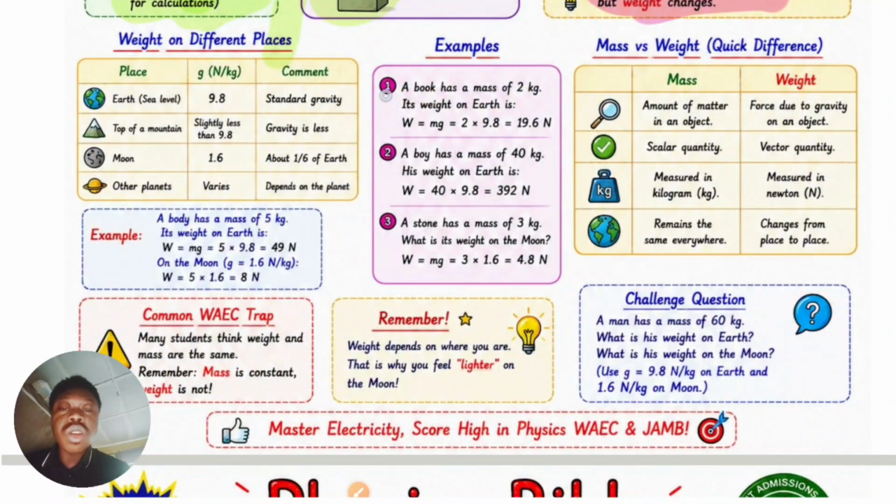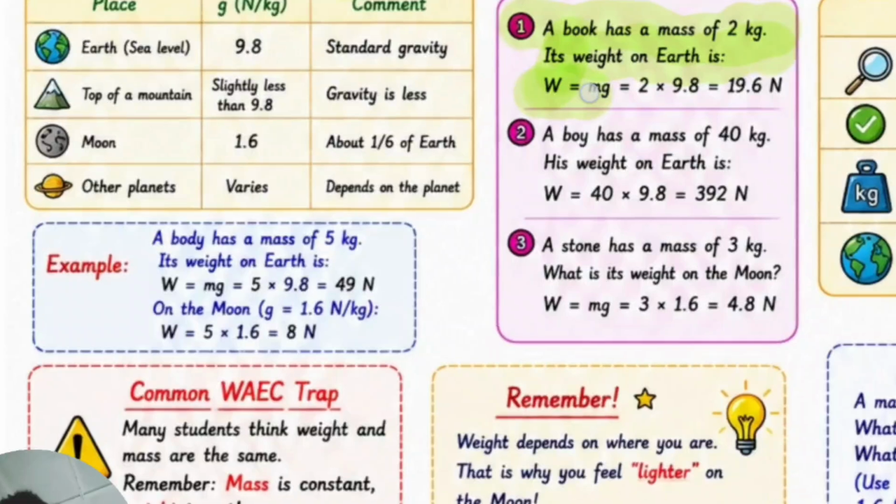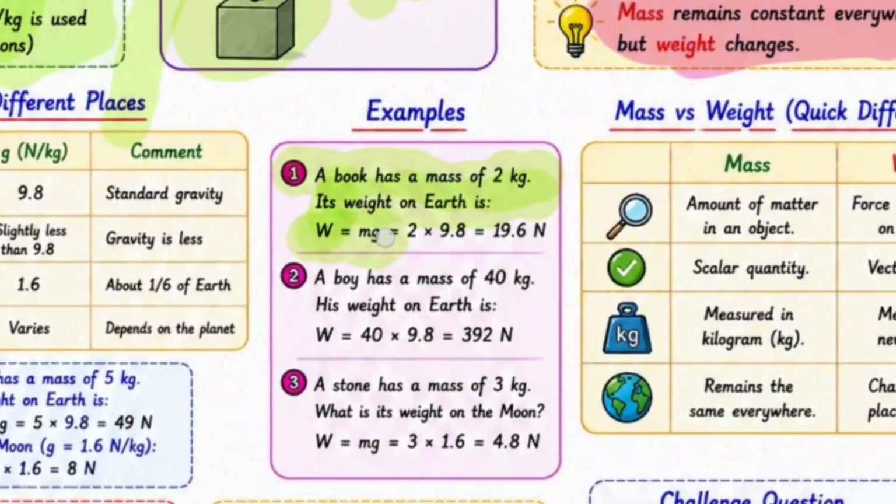Imagine I have this question. A book has a mass of 2 kilograms. Its weight on earth: our formula is weight equals mass times acceleration due to gravity, and our mass is 2 kilograms. You multiply that by your constant, which is 9.8, to give us 19.6 Newton. Or if a boy has a mass of 40 kilograms, his weight on earth will equal 40 multiplied by 9.8, which will give us 392 Newton.